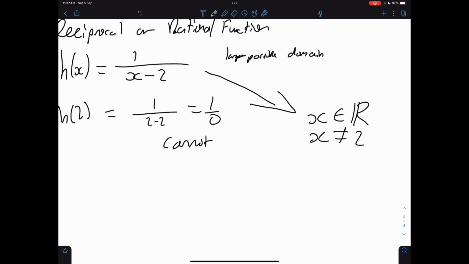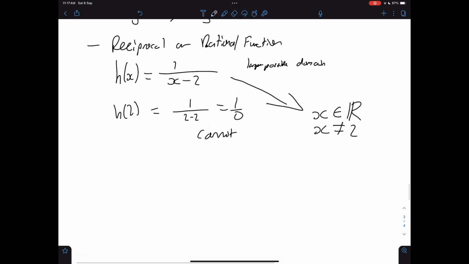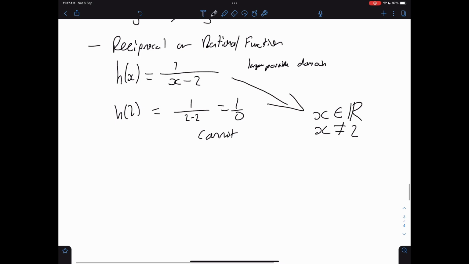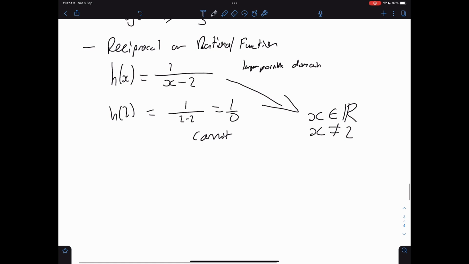To 1.9, it's fine. But exactly 2, can't do it. And basically that would be on the graph represented by an asymptote. And then you could ask for the range, and the range would be, well, it would be very much like this.